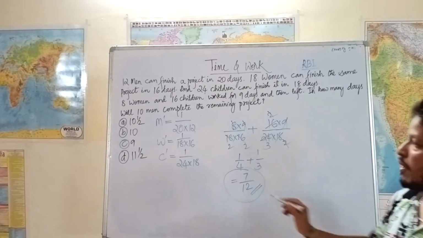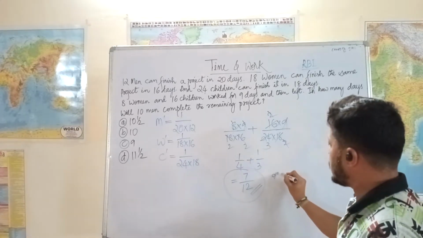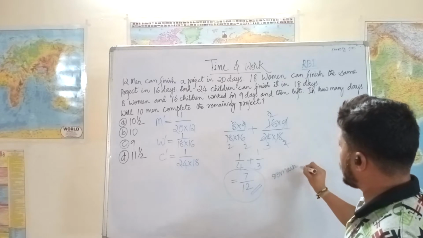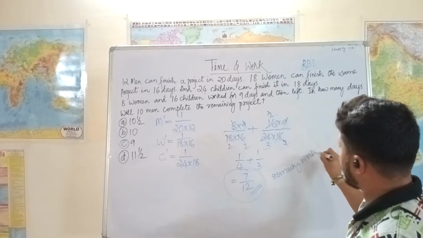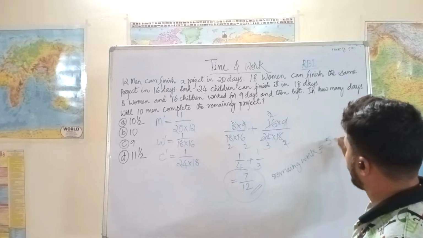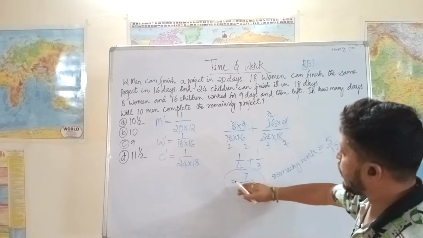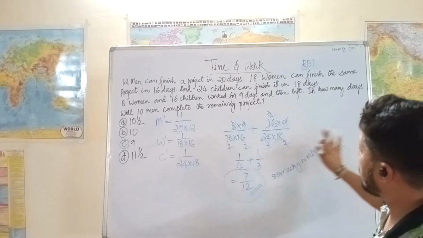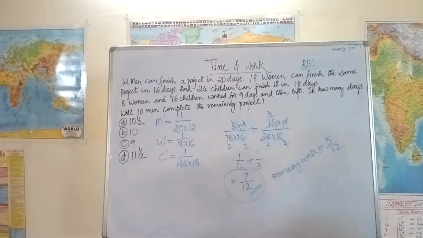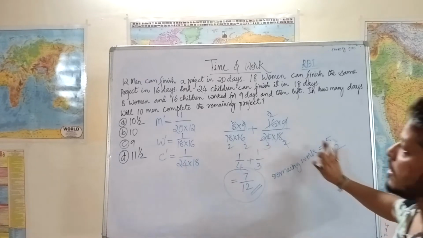So, how much work is remaining now? The remaining work is equal to 5 by 12. See, out of 12 pieces, 7 are completed, so only 5 are remaining. Right? Now, this has to be completed by 10 men.